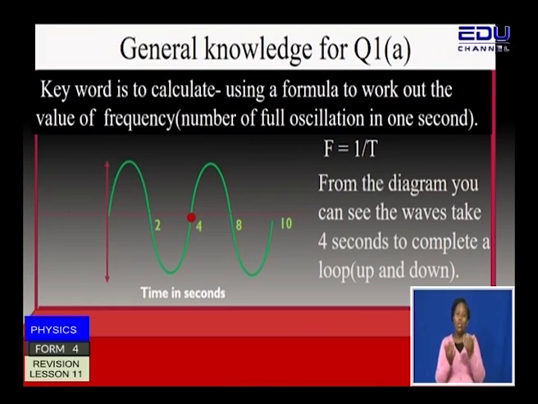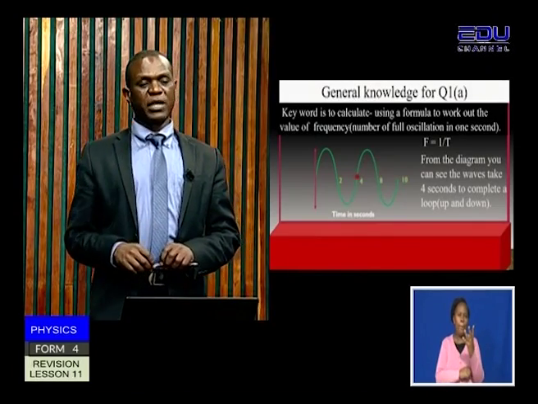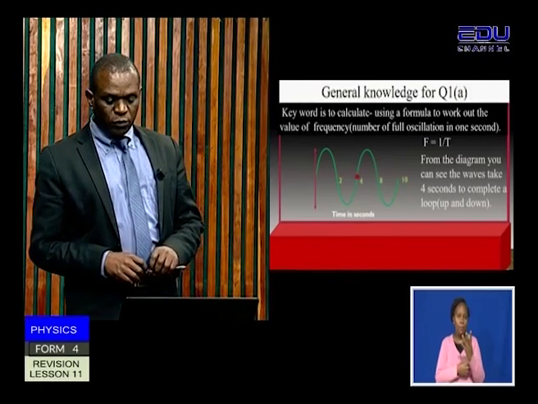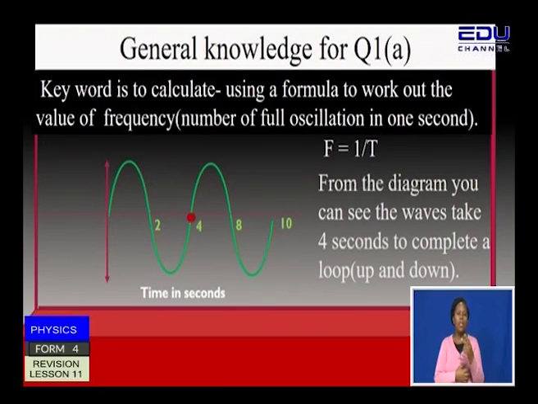Now you need to interpret that. That means that for every 4 seconds it does a full oscillation. How long will it take? What is the number of oscillations in 1 second? The number of oscillations in 1 second is found by taking the reciprocal of that time, 4. And that gives us 0.2 hertz. That is the frequency of the wave.